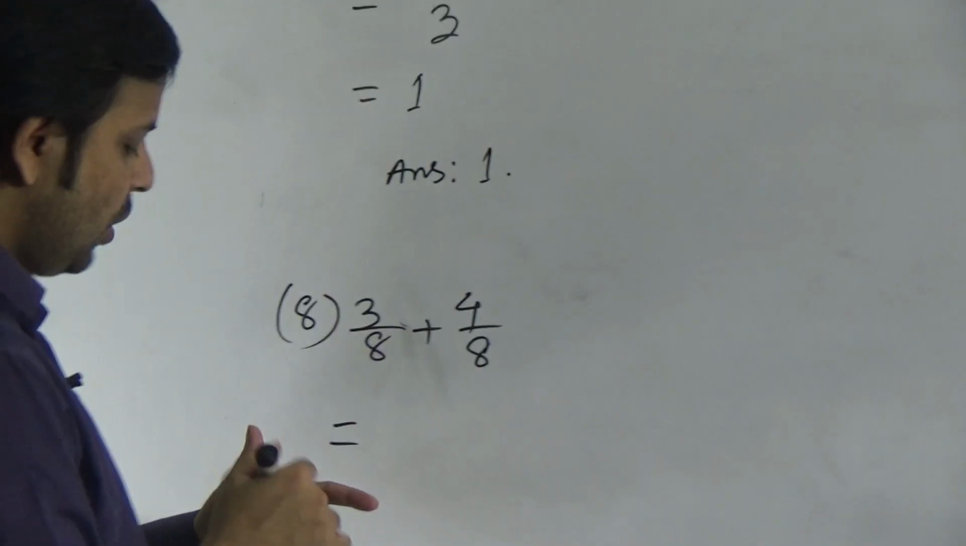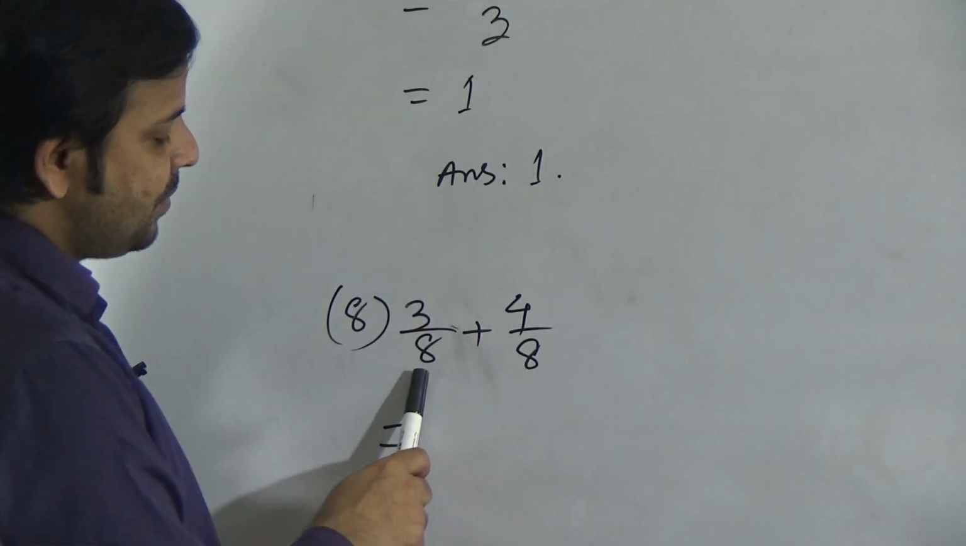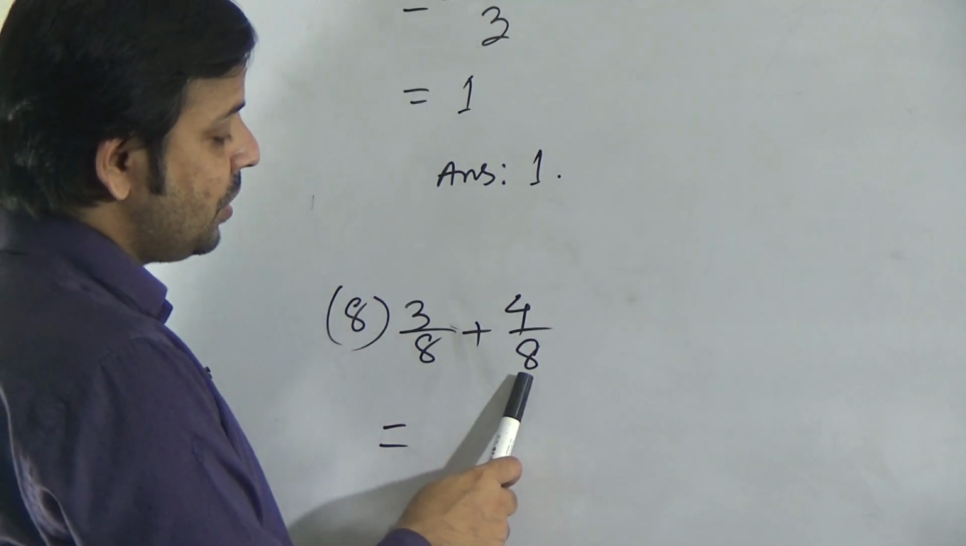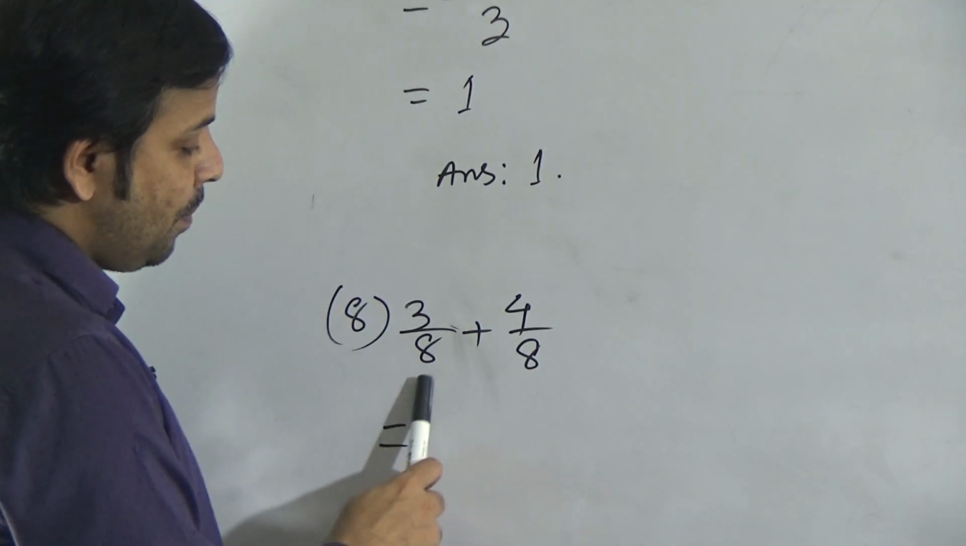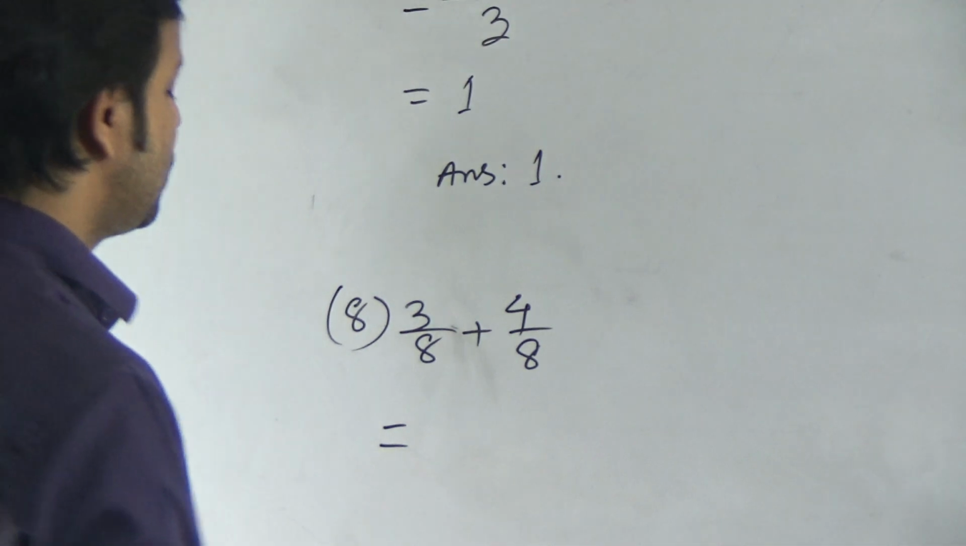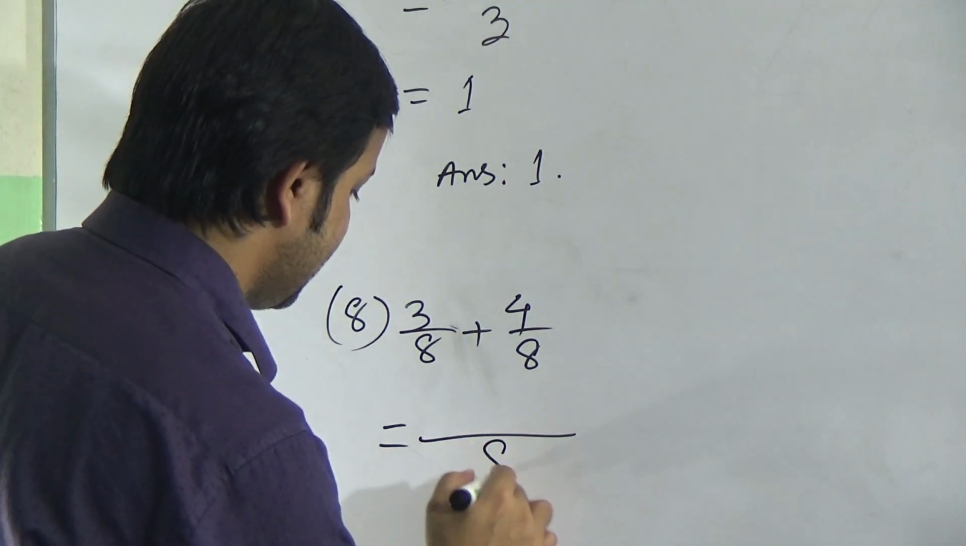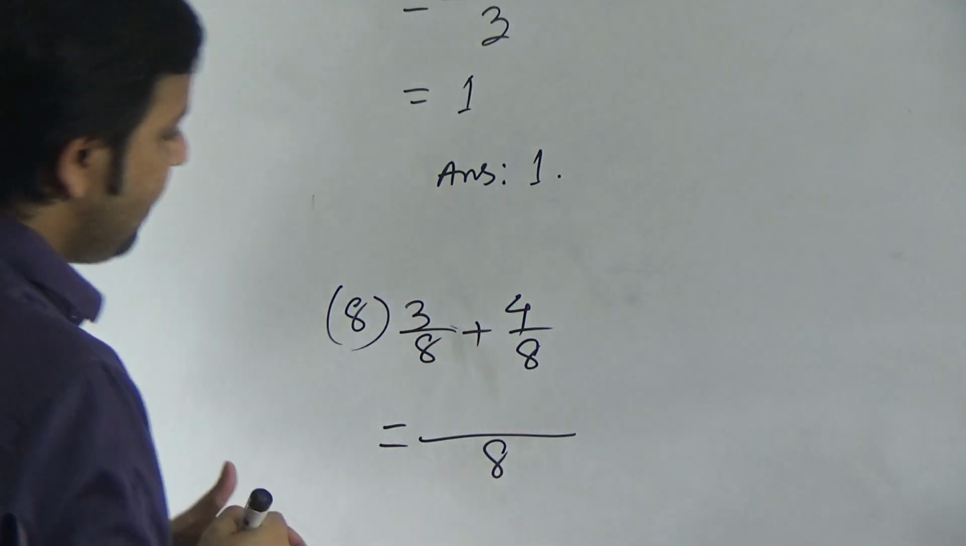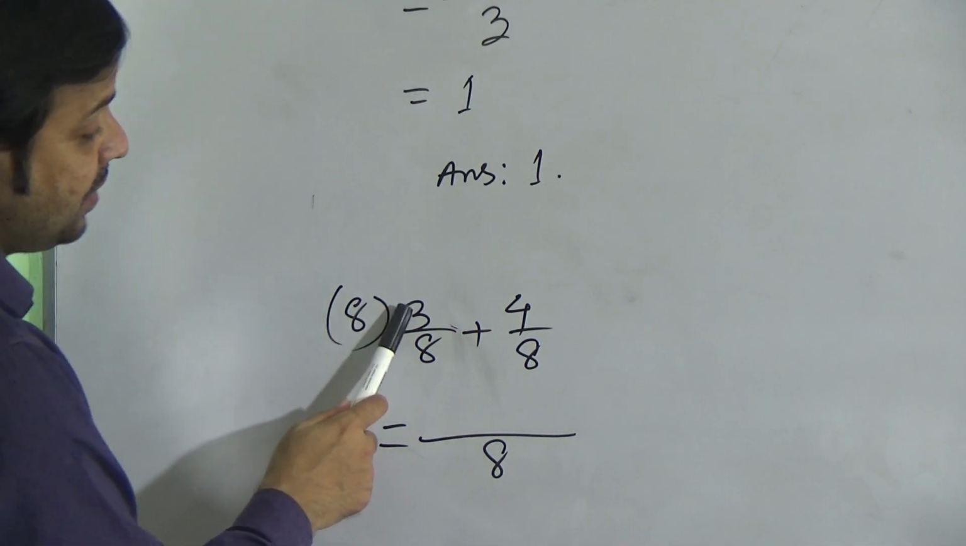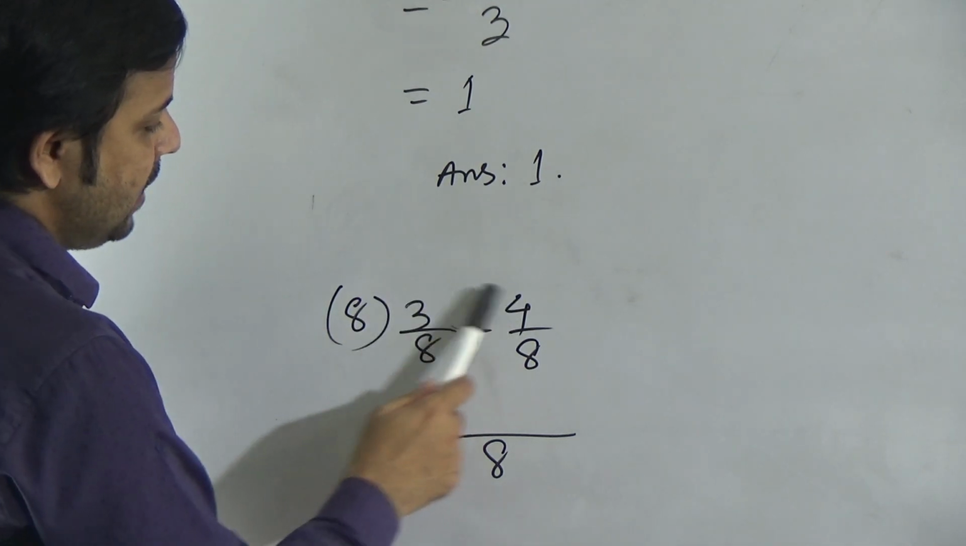Dear students, notice that here the denominator is 8, here is also denominator 8. So the denominators of both the fractions are same. So we have to write only one denominator. Now we have to add the numerators. So we have to add 3 and 4.